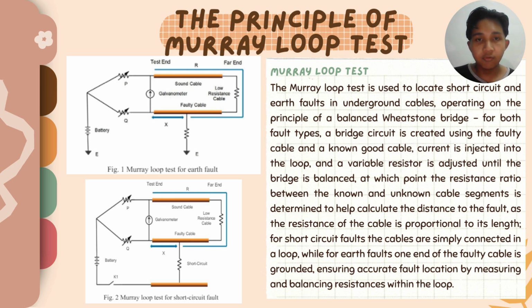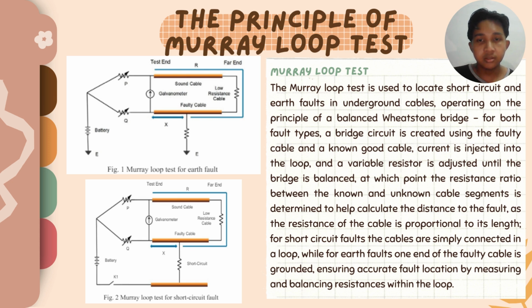For the principle of the Murray loop test, the Murray loop test is used to locate short circuit faults and earth faults in underground cables. It operates on the principle of a balanced Wheatstone bridge. For both fault types, a bridge circuit is created using the faulty cable and a good cable, and the current is injected into the loop, and a variable resistor is adjusted until the bridge is balanced, at which point the resistance ratio between the known and unknown cable segments is determined to help calculate the distance to the fault.